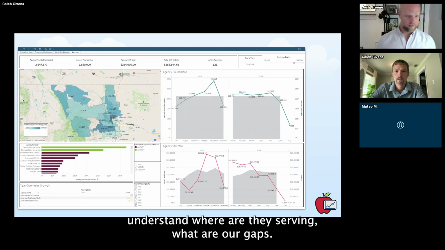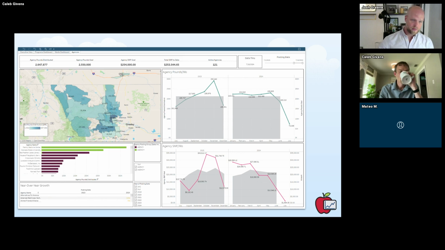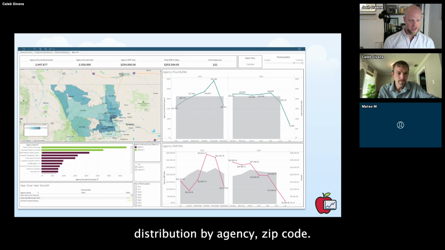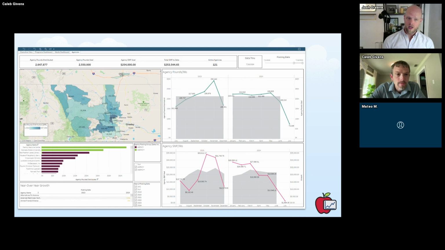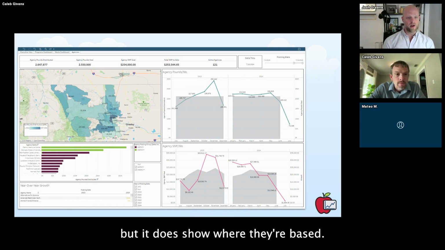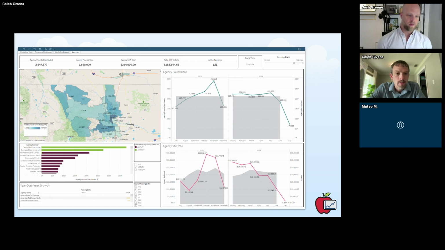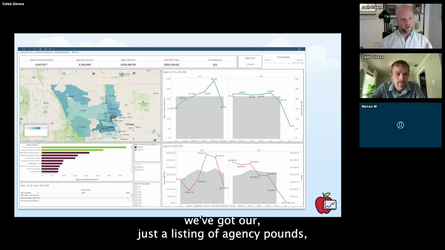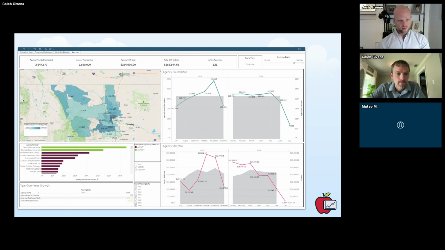So we wanted to understand, where are they serving? What are our gaps? So that's what our map up above is looking at: distribution by agency zip code. This doesn't necessarily show where they're distributing food to, but it does show where they're based, and what our zip code coverage is like in our county. We've got just a listing of agency pounds, which is that green and purple bar graph right under the map.